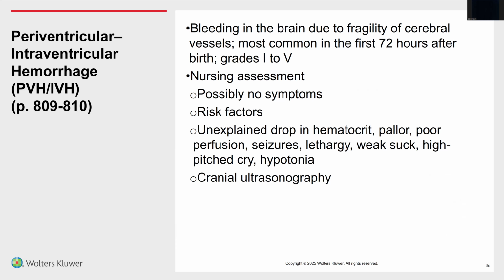Look for any major swelling on their head when they're born, like, for instance, a large amount of caput succedaneum and a big cephalohematoma. Look for an unexpected drop in hematocrit, pallor of the skin, poor perfusion. Monitor for seizures, lethargy, weak suck, high-pitched cry, and hypotonia. We can do a cranial ultrasound to see if there is any hemorrhage and where it is, if there is.